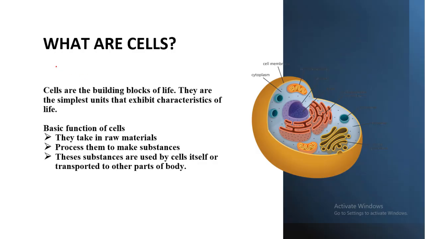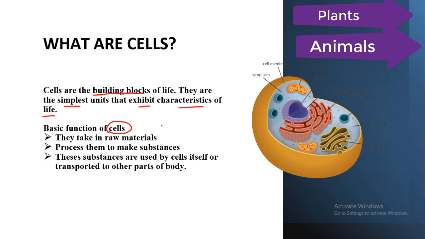So what are these cells? Cells are building blocks of life. They are the simplest units that exhibit characteristics of life. Means if we talk about any living thing, then all living things are made up of cells, whether they are plants, animals, any of them.